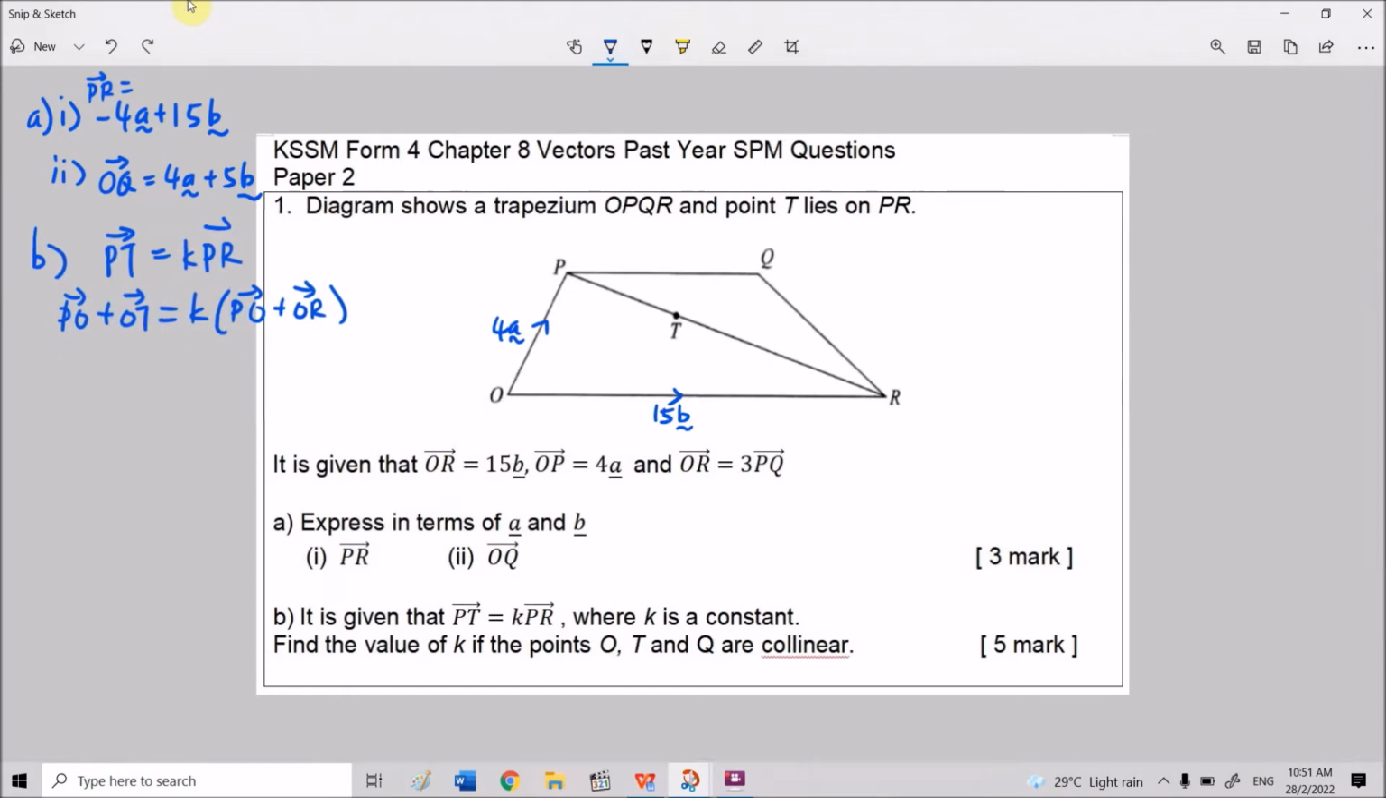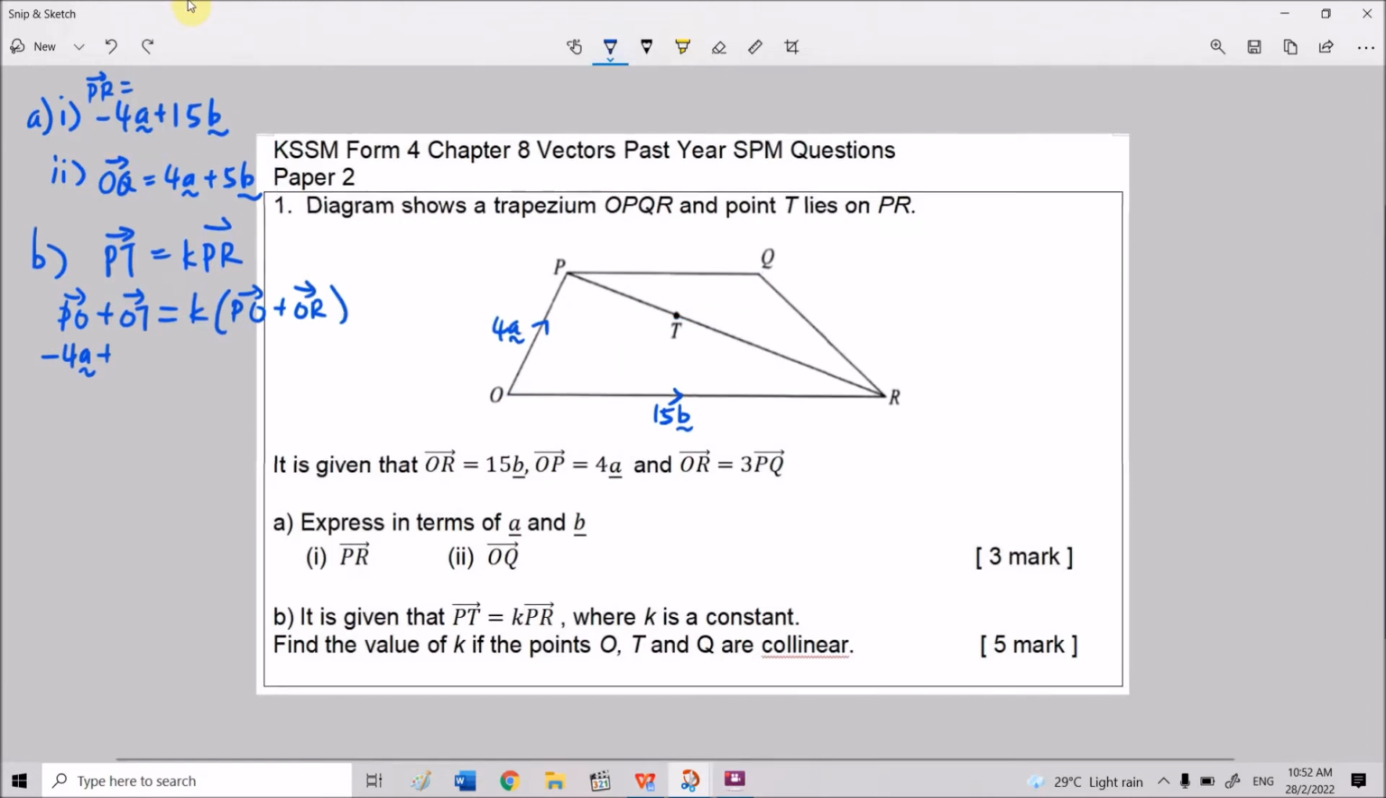Now the next thing, PO. PO is actually already given here, right? This is vector OP, and PO is in the opposite direction to vector OP. So PO equals negative OP. I already discussed this in question A just now. So we can directly substitute vector PO with negative 4A. And then now comes the problem, OT. We don't have the information for OT. However, we do have the information of OQ, which we get from question A2.